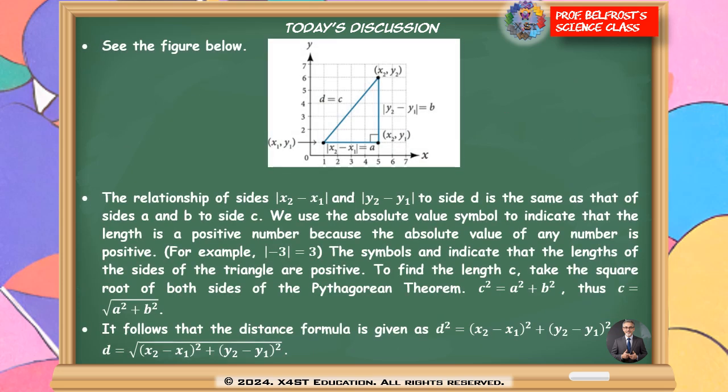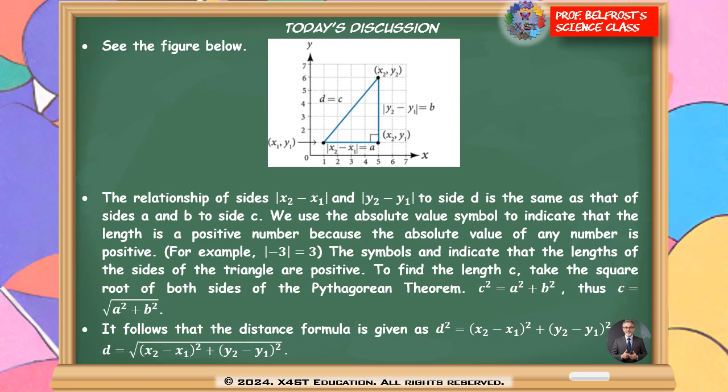So here's the figure. The relationship of the sides, which is the absolute value of x2 minus x1 and the absolute value of y2 minus y1, the sides of D is the same as that of sides A and B to side C. We use the absolute value symbol to indicate that the length is a positive number, because the absolute value of any number is positive.